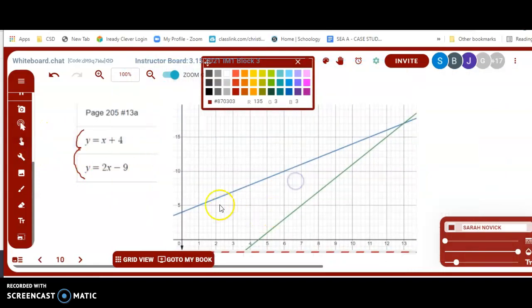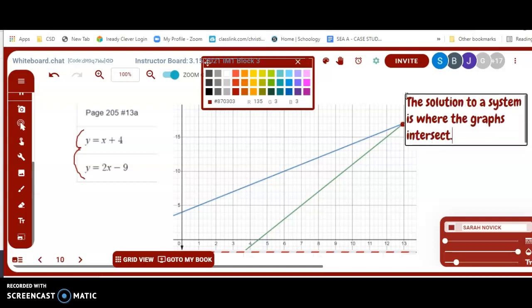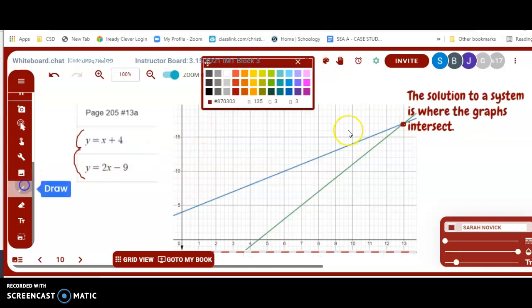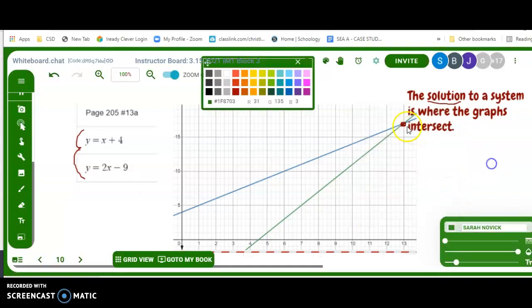As you can see, both lines are increasing and they intersect, they cross at a specific point. The solution to this system is where the graphs intersect. That's what's called the solution. In this case, we know that the solution is right here. Let's make this a different color, maybe green.